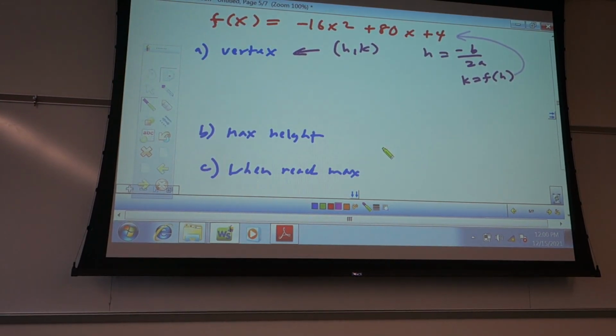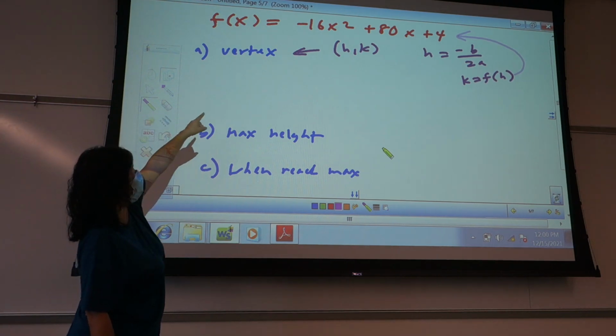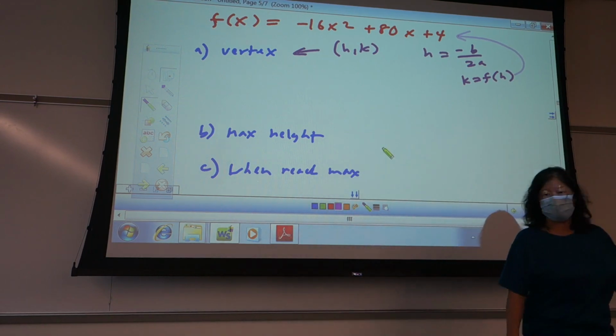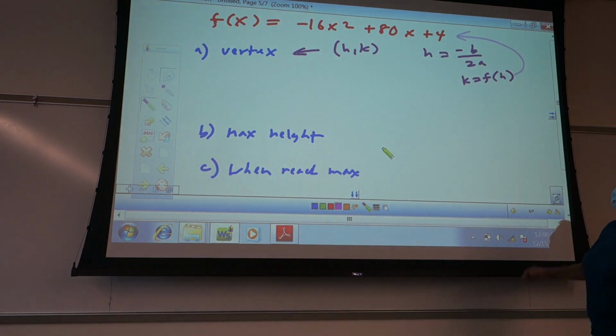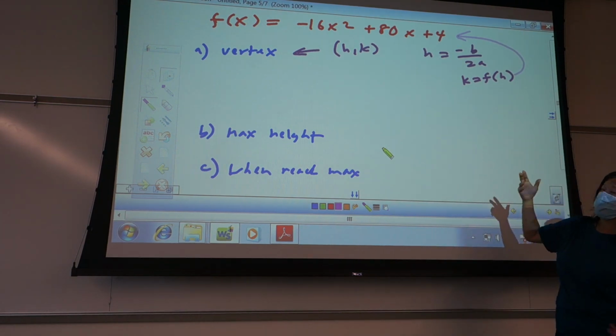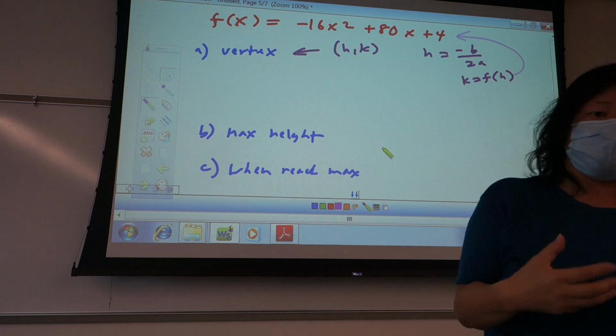Oh, shoot. Okay, yes. So find the vertex, which is h comma k. Remember, h is equal to negative b over 2a. Once you find h, that is the x of your vertex. You have to plug that into the function to find what your k is, what the y is when your x is h. So this k is f of h. Put h in for x.